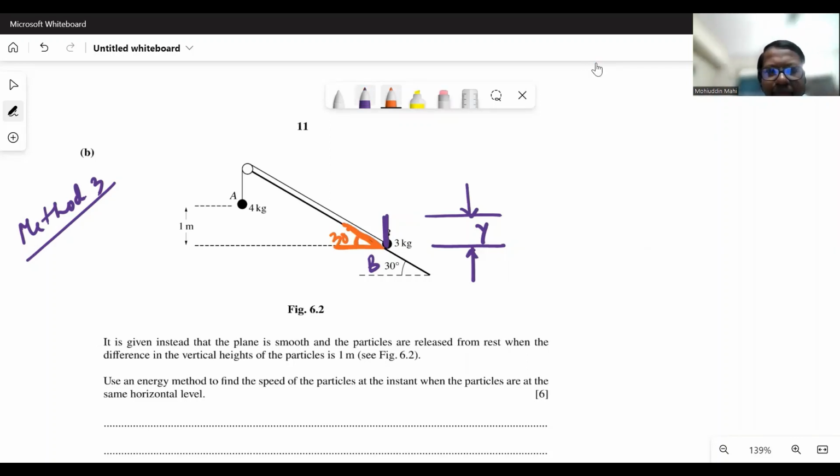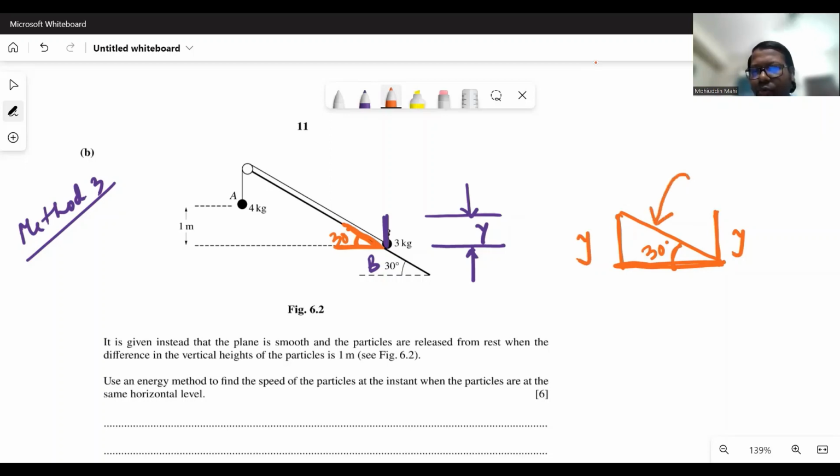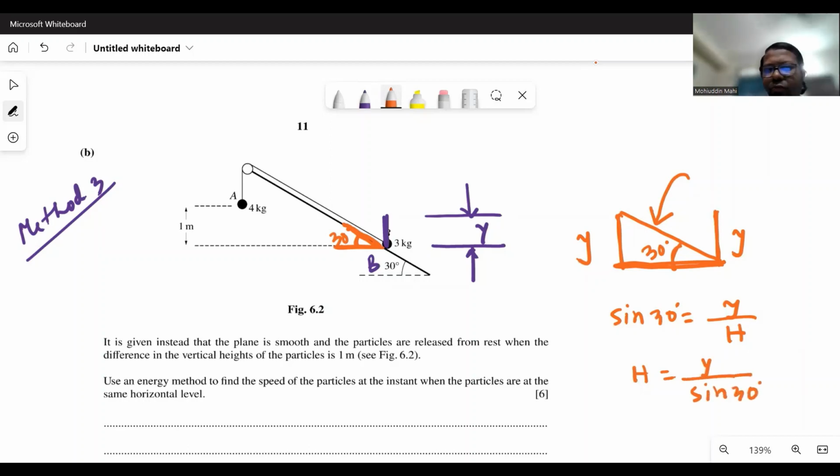So let's draw the triangle here. That is the slope, that is the horizontal level, and that is the distance moved in the vertical level, and that is theta, 30 degrees. If I have considered that as Y, we need to find the distance moved along the slope. So sine 30 equals opposite by hypotenuse, so hypotenuse equals Y by sine 30. So the distance moved along the slope is going to be Y by sine 30.